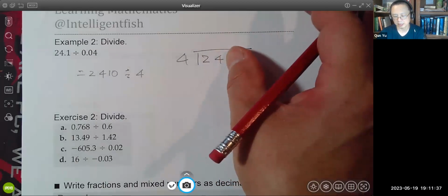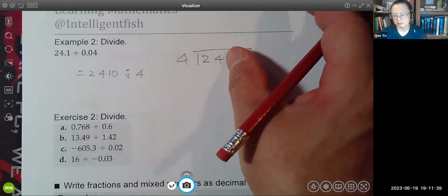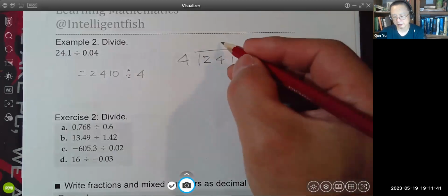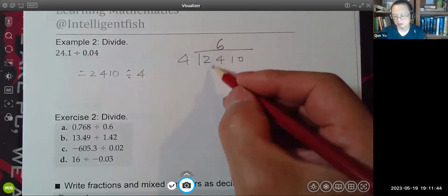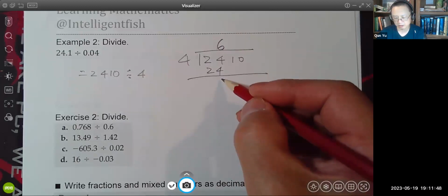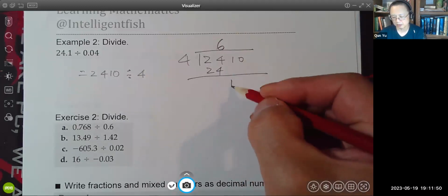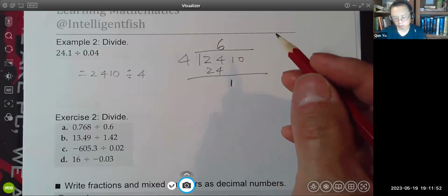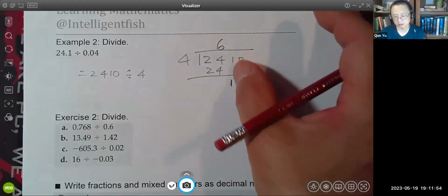Move 1 digit to the right. I mean, how many 4s in 24? That's 6. That's why you put 6 up here. 4 times 6, 24. Remainder 0. Again, you don't need to write 0. Remainder is 0, put down 1 digit. This is a crucial part. Okay, you put down the digits 1 by 1.